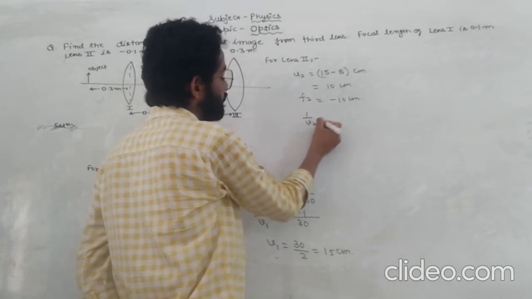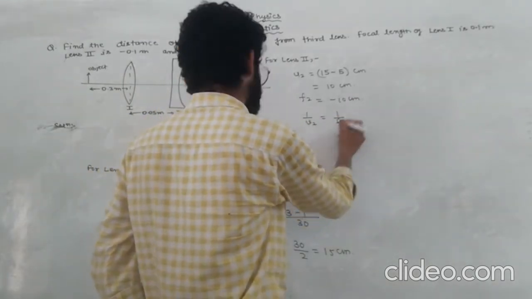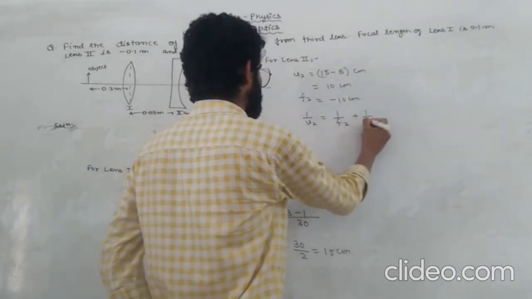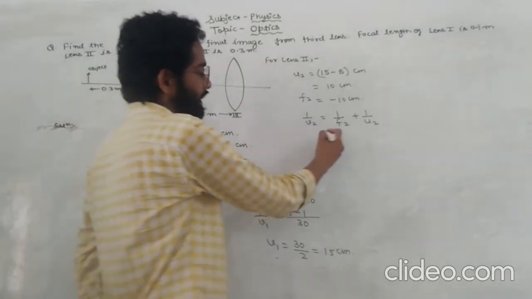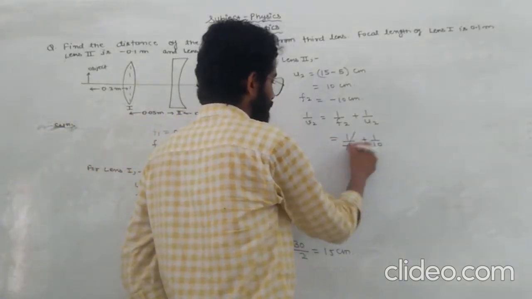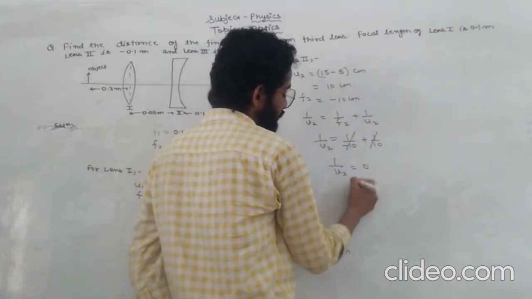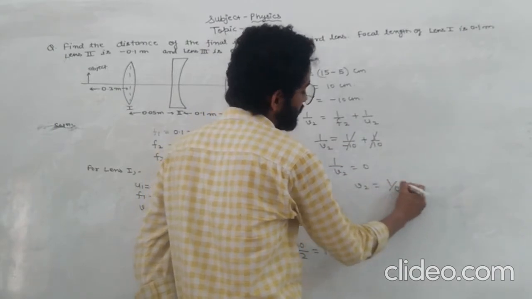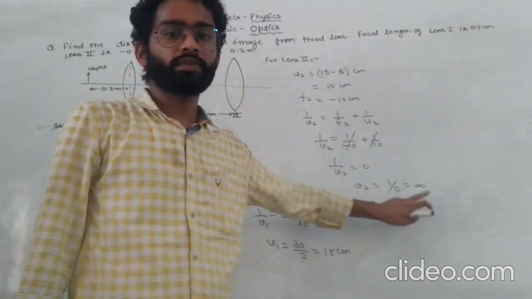Then what would be the value of v2? By this relation, 1 upon v2 is equal to 1 upon f2 plus 1 upon u2. Writing it directly, that is 1 upon minus 10 plus 1 upon 10. That becomes 1 upon v2 is equal to 0. That means v2 is equal to 1 upon 0, which is infinite. The value of v2 becomes infinite.